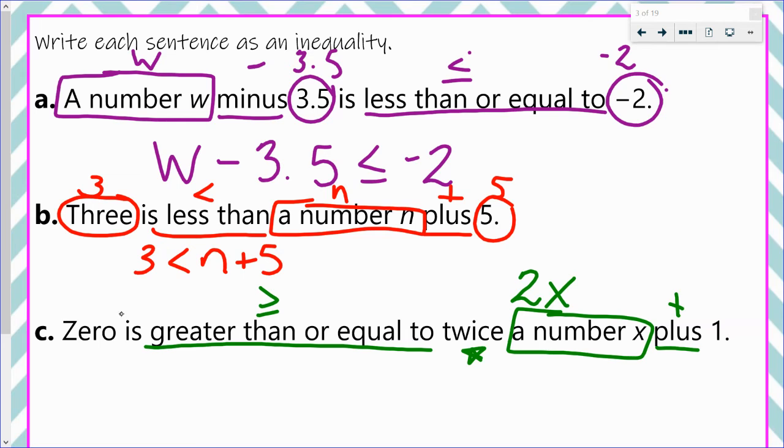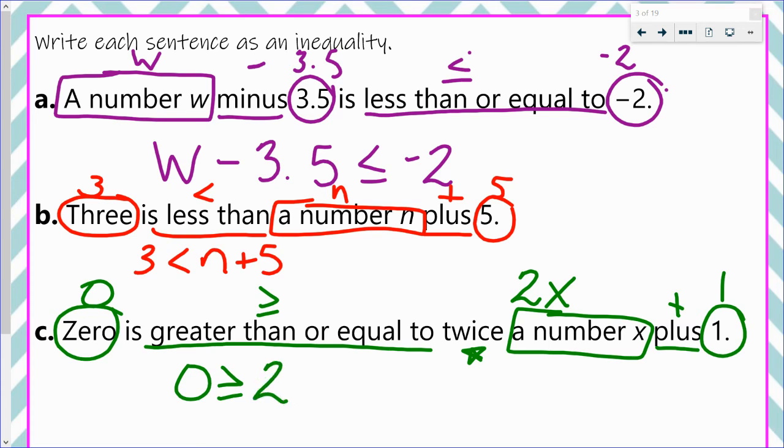And then I'm going to circle my numbers, 0 and 1. So here we go. 0 is greater than or equal to 2 times x plus 1. And there we go.